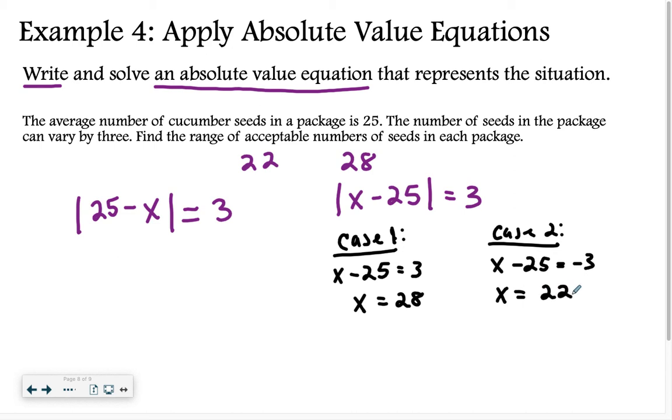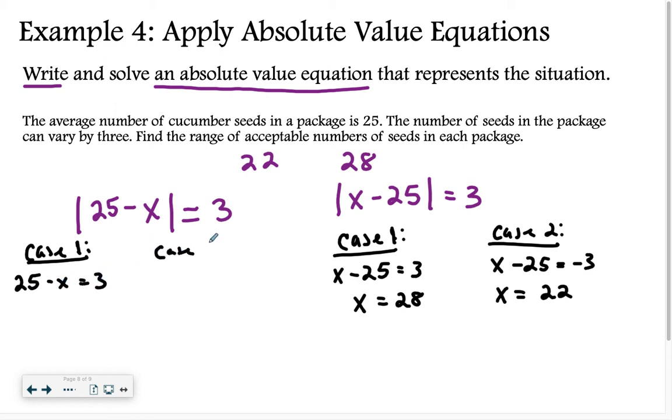Sweet, that works, right? Okay, let's try this other one. So if I have 25 minus x. So case 1, 25 minus x equals 3.